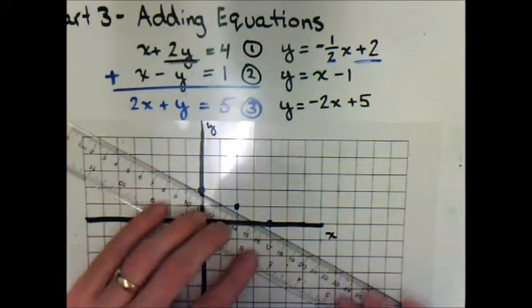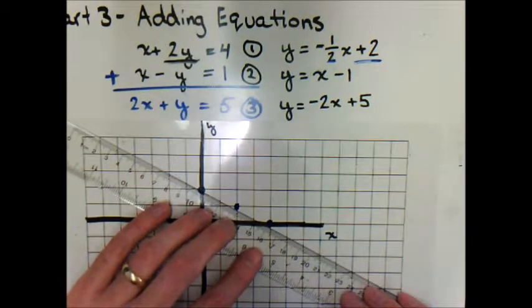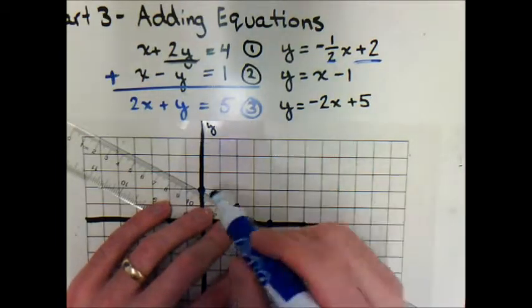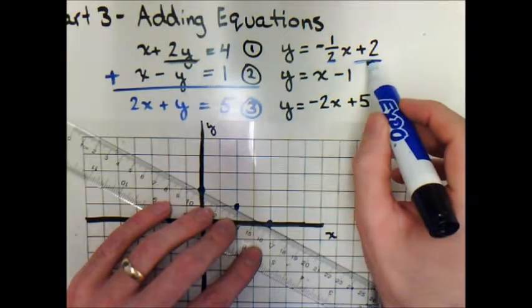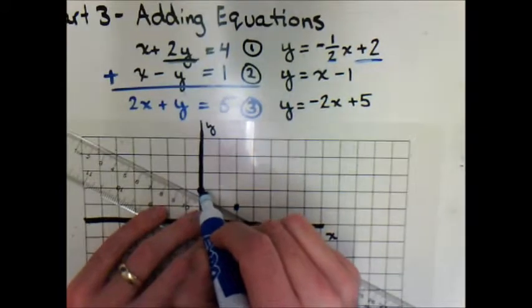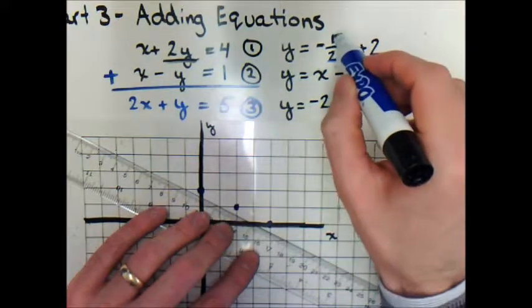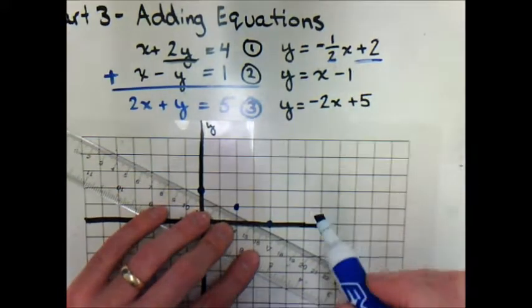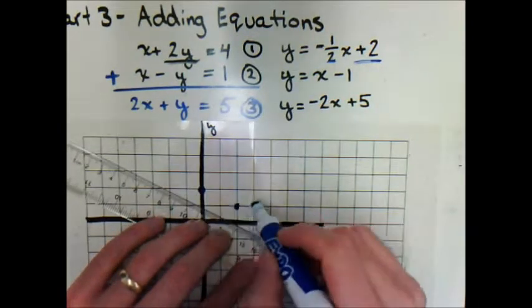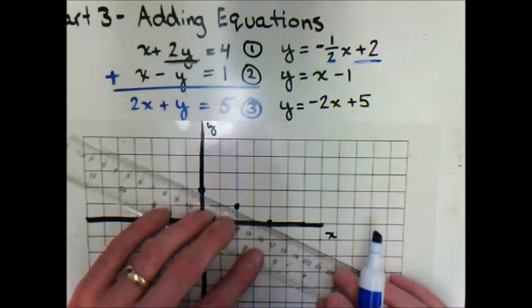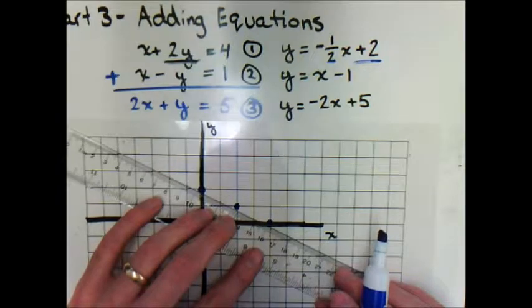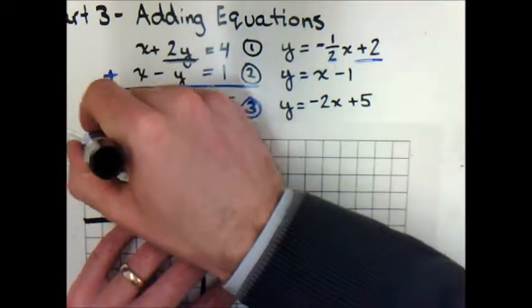Hopefully you've tried this on your own already. I have drawn a few points on line number 1. It has a y-intercept of +2, and then it is going to go down 1 and over 2 each time. So I've gone down 1 over 2, down 1 over 2, and that is enough information to draw our line.